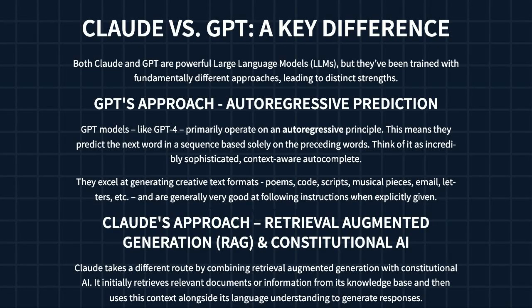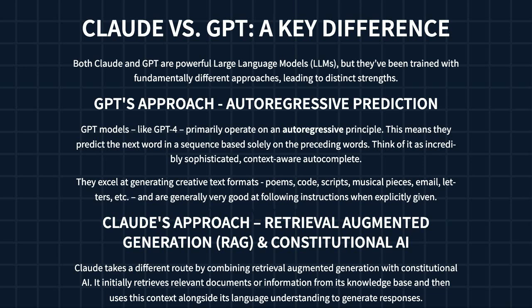Okay, let's talk about how Claude and GPT models differ. Both are amazing LLMs, but they've been built with slightly different philosophies. GPT is essentially a super advanced autocomplete system. It predicts the next word based only on what came before. It's fantastic at creative writing and following specific instructions.